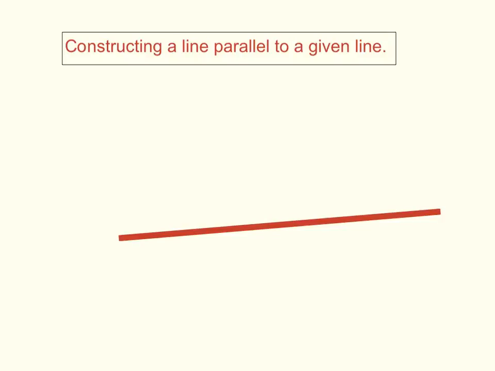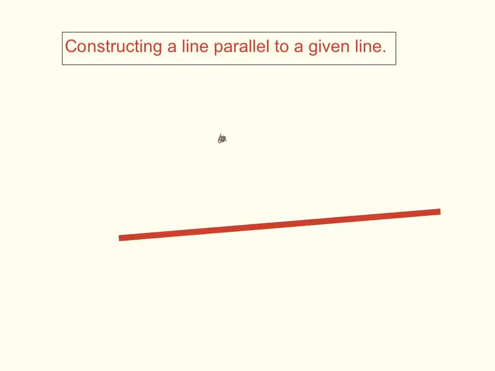Today we're going to look at some more constructions, and the first construction we're going to look at today is constructing a line parallel to a given line. The very first thing that you'll need to do is, look, you've got a given line here. I need to pick a point somewhere out here in space that my line is going to go through. Alright, so we're going to say it's going to go through that point right there. Clean it up a little bit.